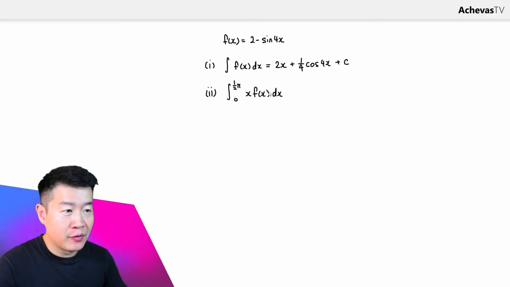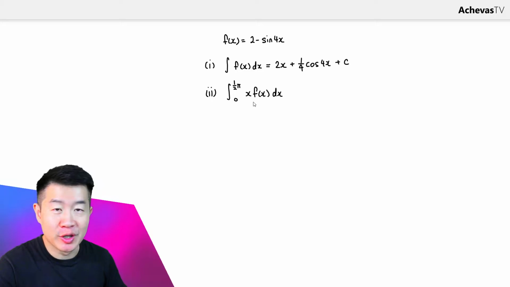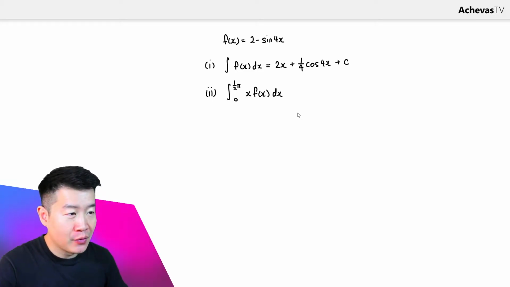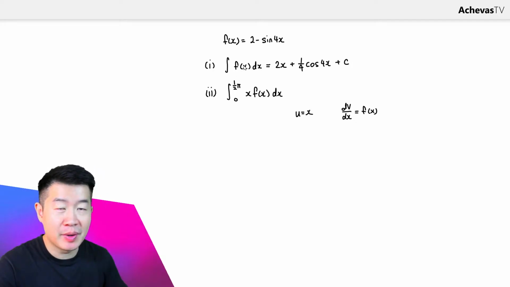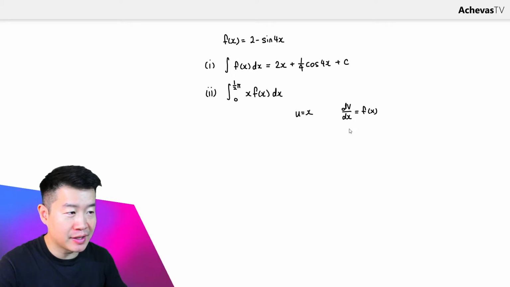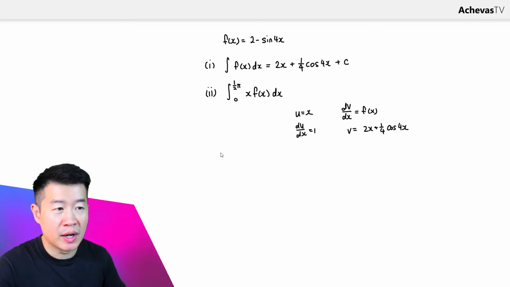And in part 2, for us to be integrating this, we are going to be using integration by parts. For u, we will go for this, which is x. As for dv dx, let's go for fx. The reason is that in the previous part, we know the integration of fx, which will give us v, is 2x plus 1/4 cosine of 4x. And here du dx is equal to 1.